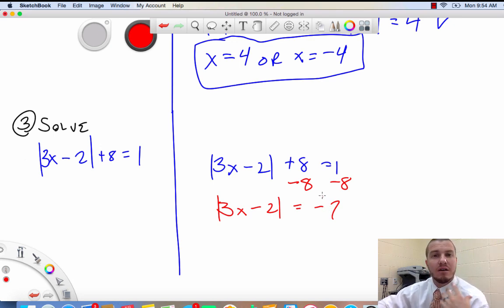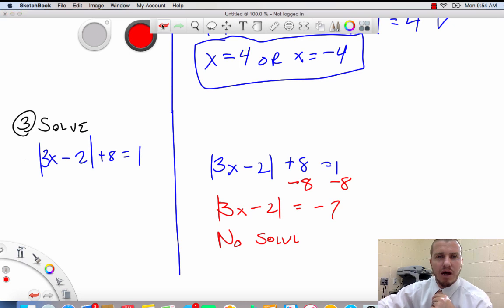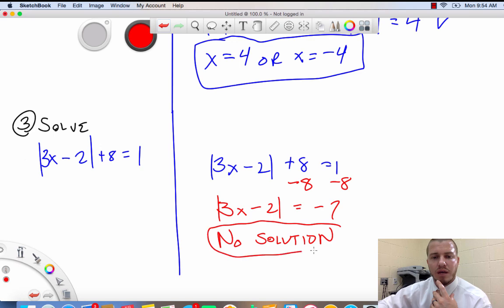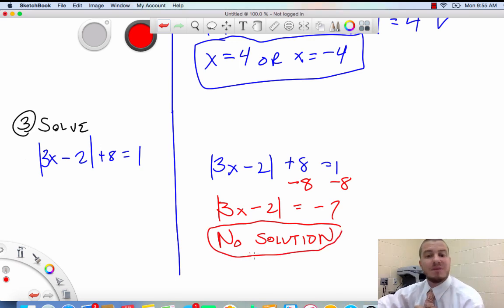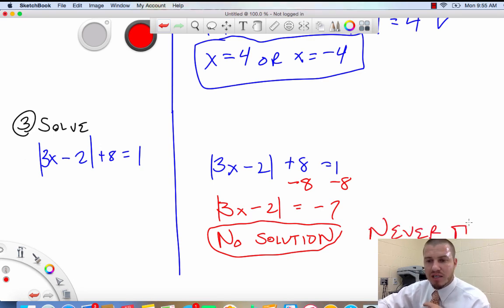And what happens here is I have an absolute value equal to a negative. So what that means is that this is going to be no solution. Because once you get the absolute value by itself, it should always equal a positive number, because the absolute value is always positive. So whenever you get the absolute value by itself and it's a negative number, that's going to be no solution. It would sometimes maybe say never true. That would be another way to say it.